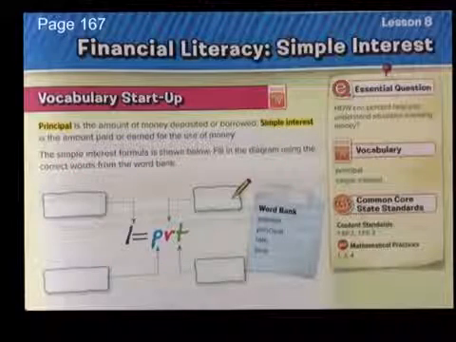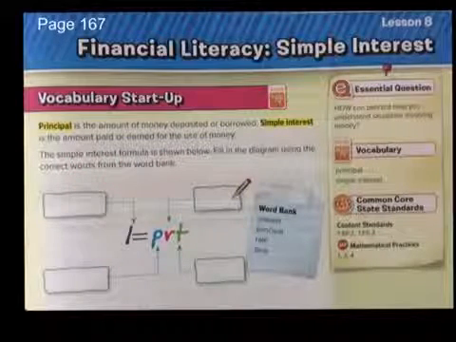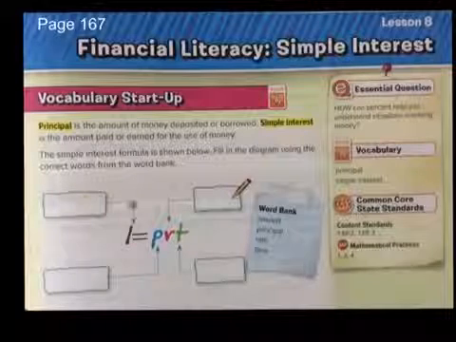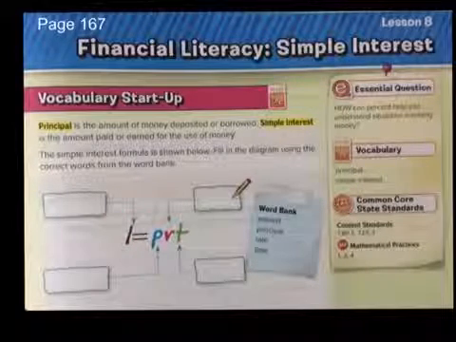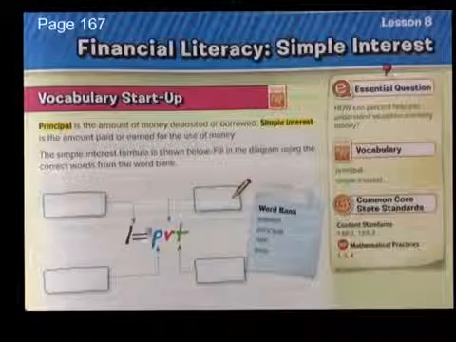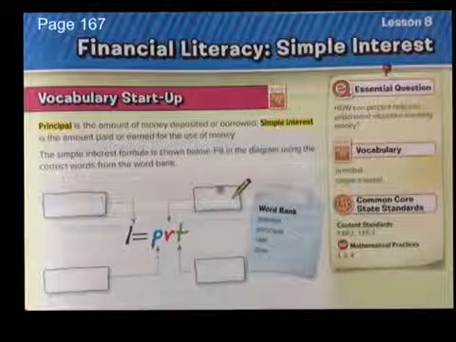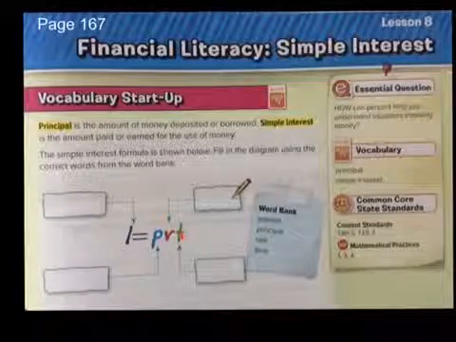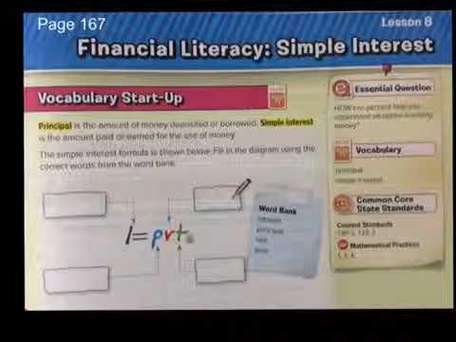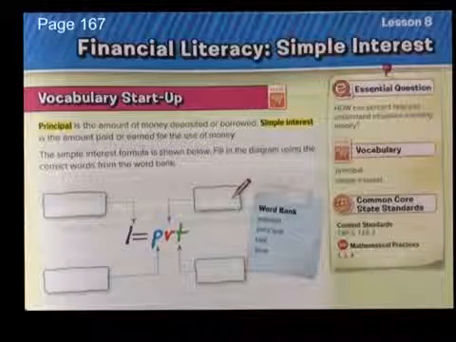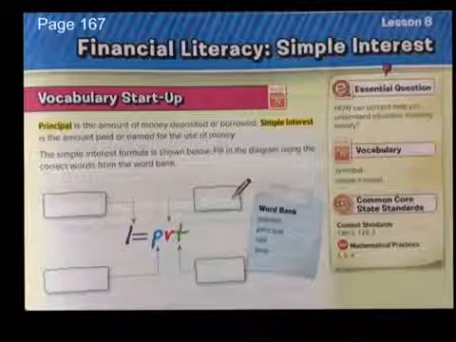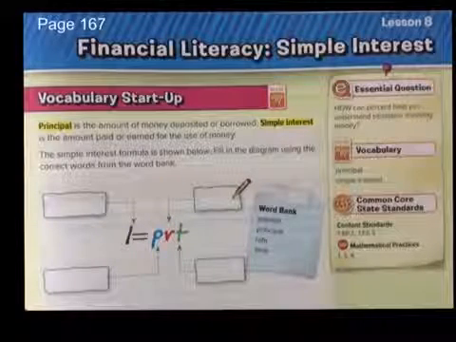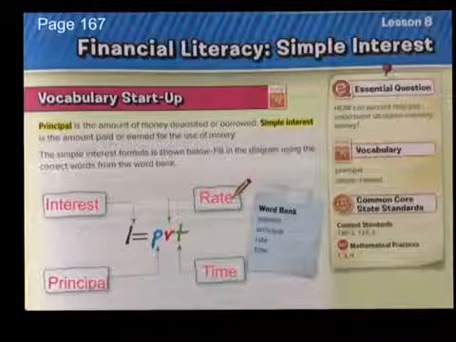Fill in the diagram using the correct words from the word bank. So the word bank, here we have I means the interest. P is the principal. R is the rate. And T is the time. And when we have variables next to one another like this, the operation that we must carry out is multiplication. So go ahead and fill this out.